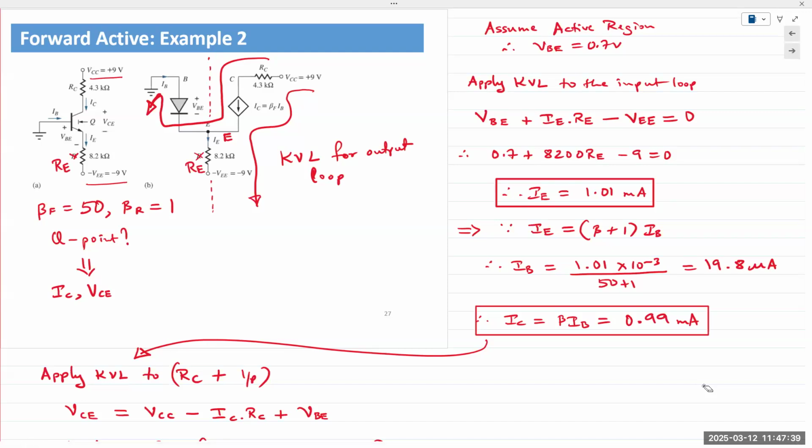Now, for saturation, the base collector junction is also forward bias. For forward active mode, the base collector junction is reverse bias. So if it's reverse bias, the best model for it would be a dependent current source, because a constant current is coming out of that collector terminal in forward active. Those flat curves, almost flat curves, hence we say it behaves like a constant current source.